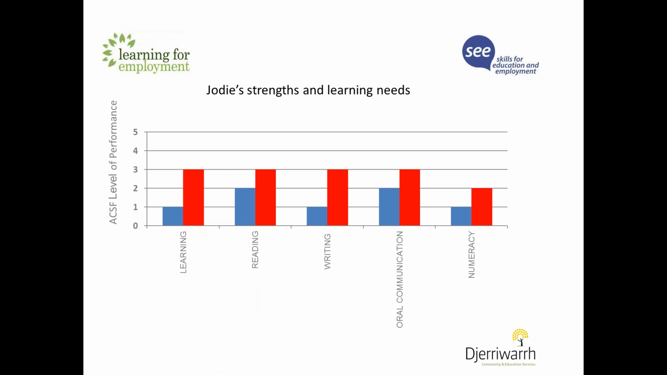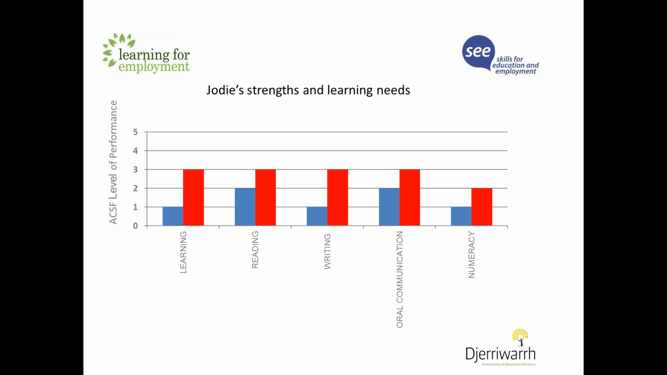This is just a slide. It's a bit technical if you don't know the ACSF, so I'm not going to dwell on it too long. But this is a literacy numeracy client who speaks English. English is their first language. And the red bars demonstrate where a client really needs to be at a minimum ACSF level to be able to access any vocational training at certificates 3 and 4.